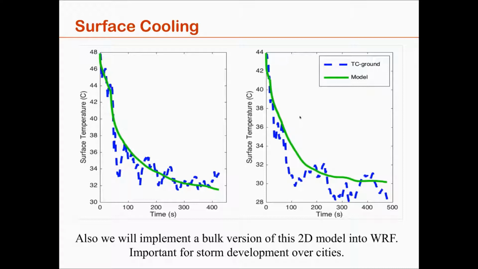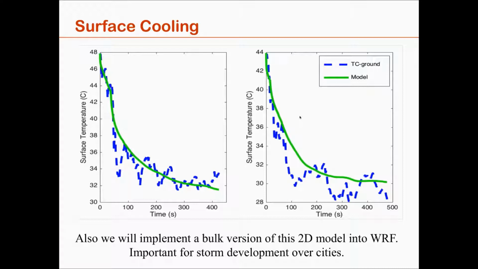And so now we're starting to have confidence in our model, and the next step is to start using the model to understand how you can design better urban pavements, and also to build a bulk version of this 2D model. We want to build a 1D version that can then be implemented in WRF to include the effect of rapid cooling from rainfall into the WRF-PUCM framework.